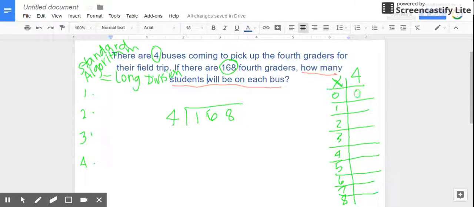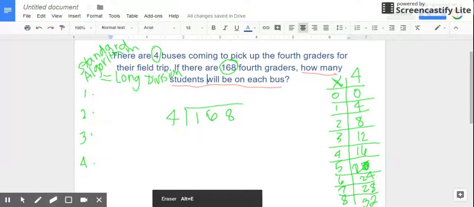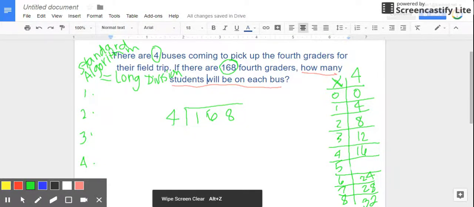So 4 times 0 is 0. I'm just going to fill this out really quick. 4 times 1 is 4, 4 times 2 is 8, 4 times 3 is 12. What am I doing? 4 times 5, my bad, 20. 6 times 4 is 24. 28. 32. Okay. And this is going to bother me because that's supposed to be a 20.